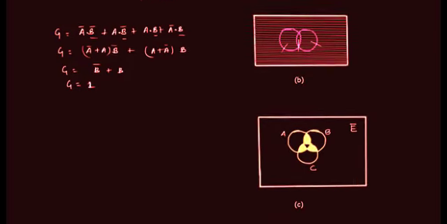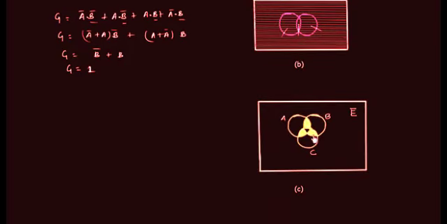Now I will solve the last problem, and in this we have three variables. Again we have to find out minimal SOP form for the shaded region. In this case we have three variables. I think it will be good if you solve this problem. I will just give the options.